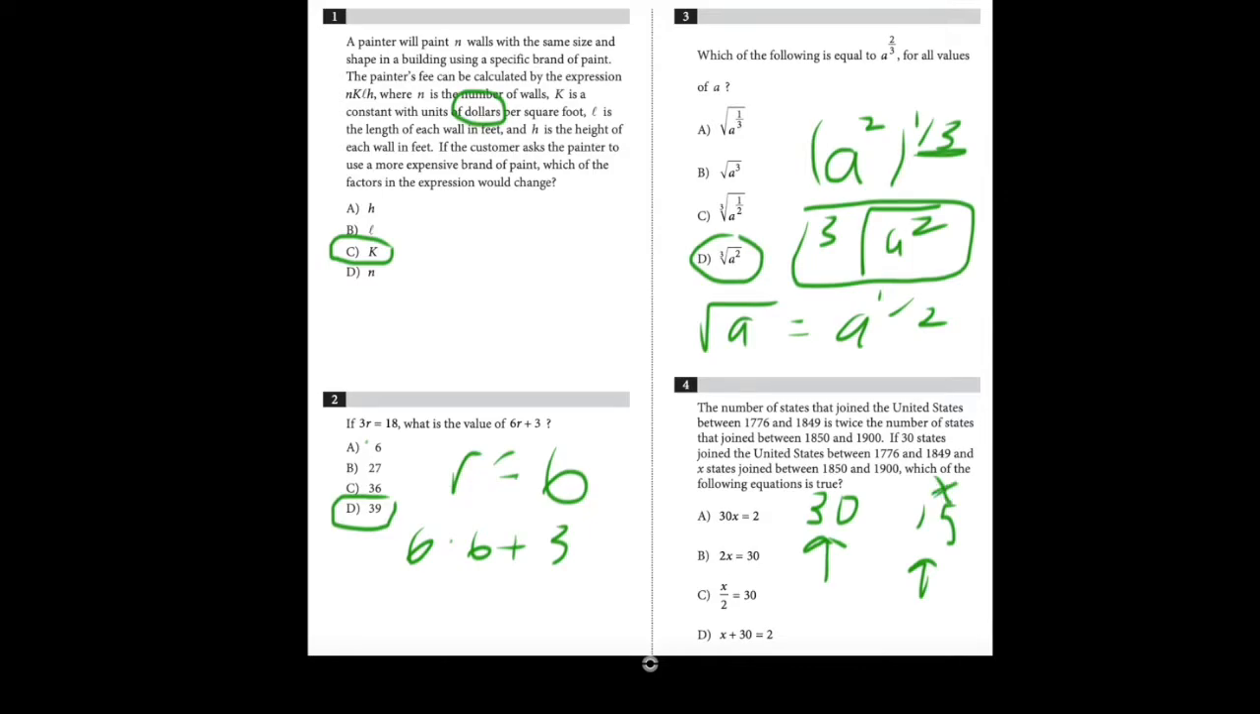And so we just have to find an equation that makes sense. So 30 times X is equal to 2. That can't be right. 2X equals 30. That looks like it's right. X over 2, 15 over 2 is not equal to 30. 15 plus 30 is not equal to 2. We know our answer is B.